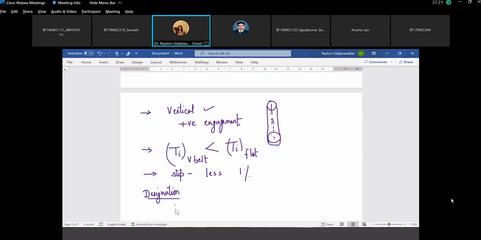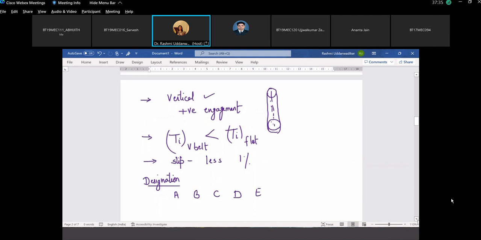So there are 5 different grades of V belts available: A, B, C, D and E type of V belt. As we move from A to E, the cross section is increasing. Do you have the design data book? Please open the design data book. It's given on page number 160, table 15.8.